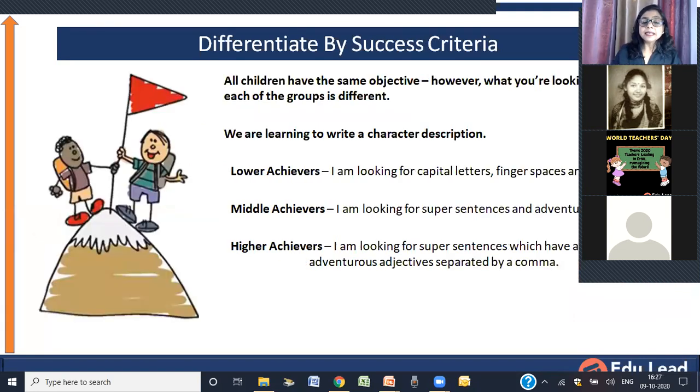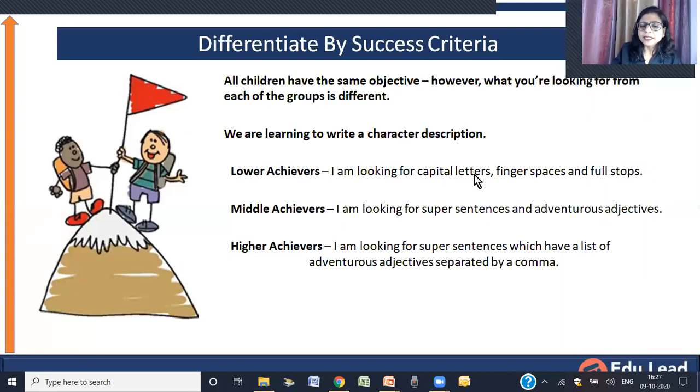Okay. Then another is differentiate by success criteria. Now, how do we do that? Success criteria is: what all things am I going to see in my work so that I consider myself to be successful at this task? That is your success criteria. Now, what is it that we do? All the children will have the same objective. However, what you are looking for from each group is different.